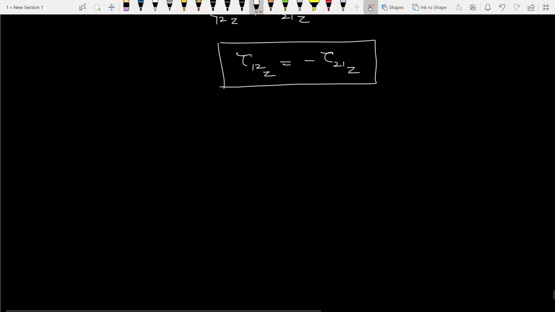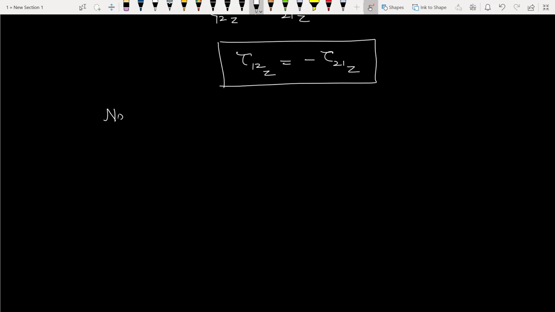So it is Newton's third law for rotational motion. Torque acting on one body by the second body is equal and opposite to torque acting on the second body by the first body. So it is Newton's third law for rotational motion.